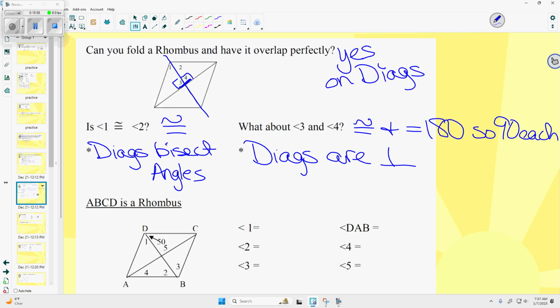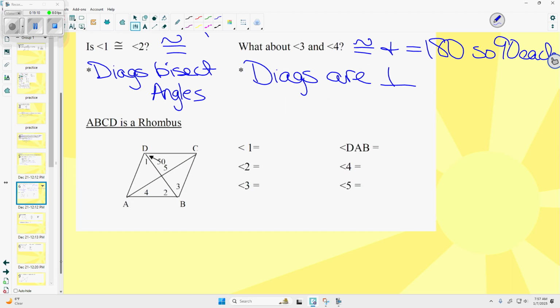Okay, so now we have 3 extra properties. Parallelogram properties all still exist, but now we have all 4 sides equal, diagonals bisect angles, and diagonals are perpendicular. So when I look at this next picture and it tells me it's a rhombus, how much is angle 1 going to be? 50. Nice. Because your diagonals bisect the angles.